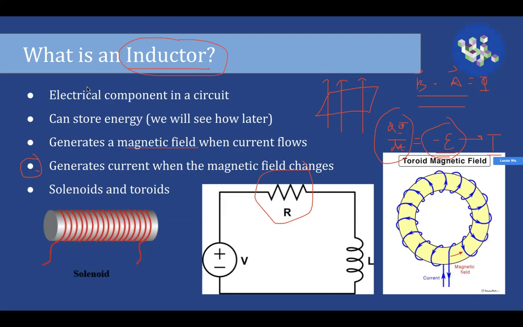Now, inductors have special shapes. A lot of them are in the form of solenoids. So remember, this is what a solenoid is: it's just a cylinder and you wrap a bunch of wire around it in loops. It can also be what's called a toroid.